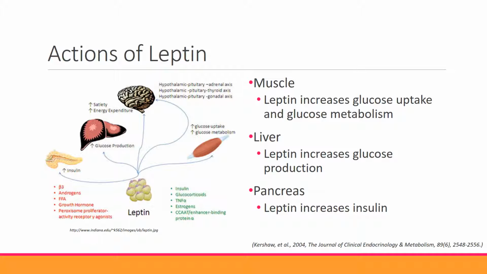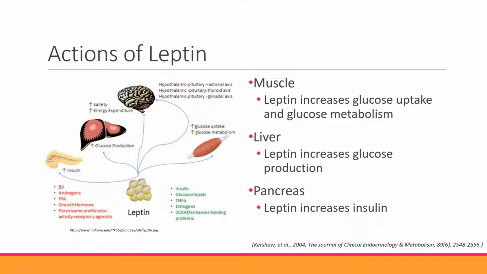This slide is showing a few examples of the actions of leptin throughout the body. Leptin is found more in the subcutaneous fat than visceral fat, and it's stimulated by insulin, glucocorticoids, tumor necrosis factor, estrogens, and the CCAAT enhancer binding protein alpha. Leptin is inhibited by the list in red: androgens, FFA, growth hormone, and peroxisome proliferator activated receptor gamma agonists.